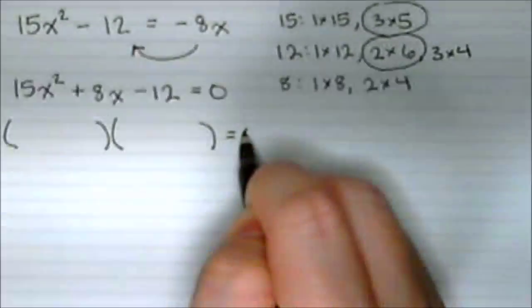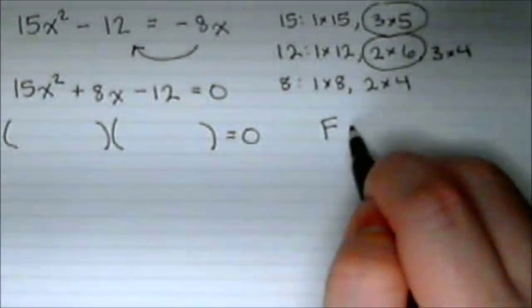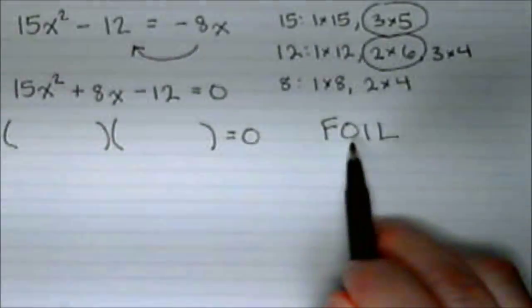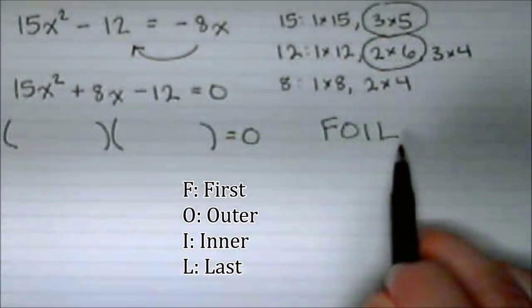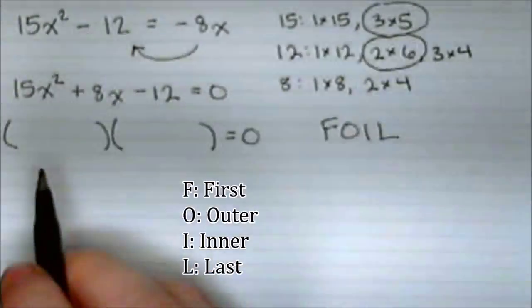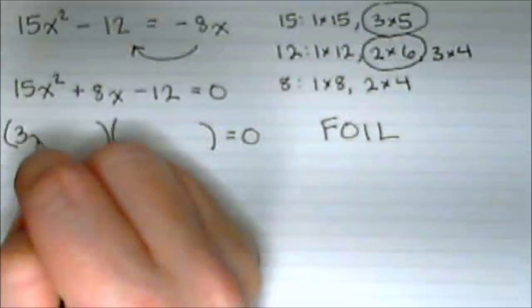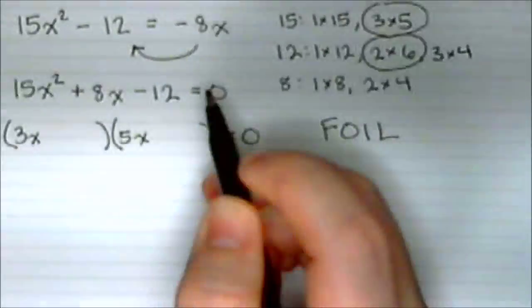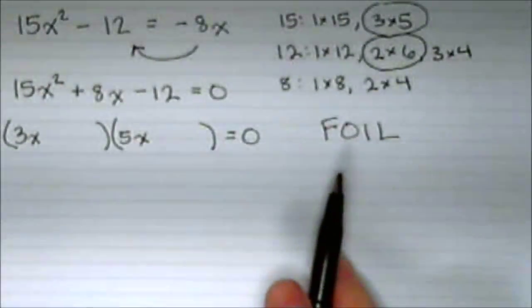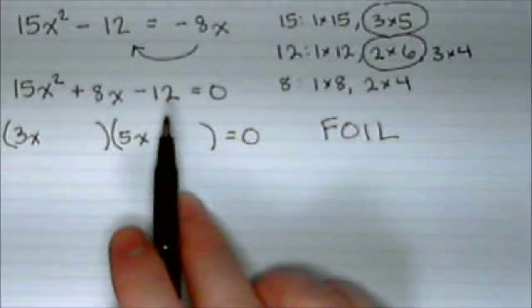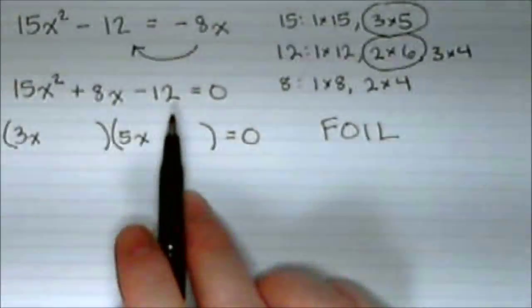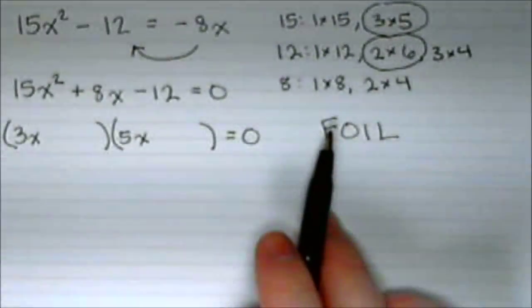In the next step, I like to set up my parentheses on the left-hand side first. This is really just the reverse of the procedure we call FOIL, which we use to multiply two binomials and which stands for first, outer, inner, and last. Our first circled factors, 3x and 5x, give us the 15x squared. The last circled factors, 2 and 6, give us the 12.